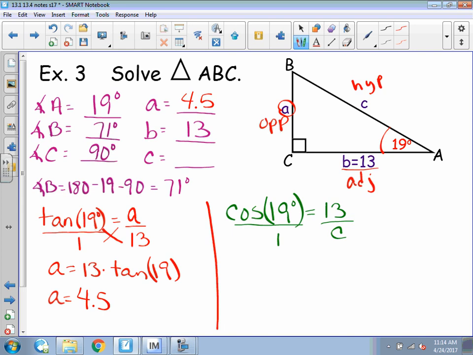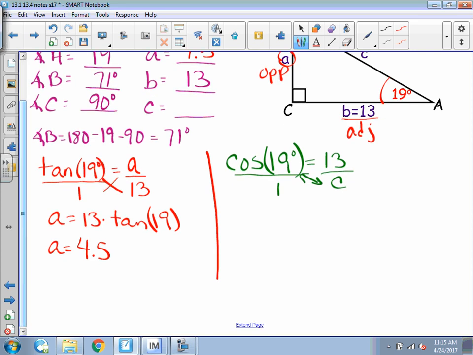In Math 2, we learned some rules for proportions. Okay? That makes this calculation a lot easier. What you can do, anytime you have a proportion, everybody eyes up here. Anytime you have a proportion, you can switch these two, and the value of that proportion stays the same. You can reverse these two, and the value of that proportion stays the same. So if I switch these two, C equals 13 divided by cosine of 19 degrees.